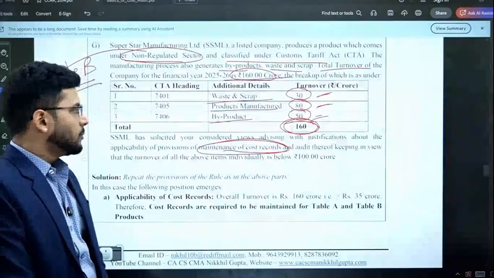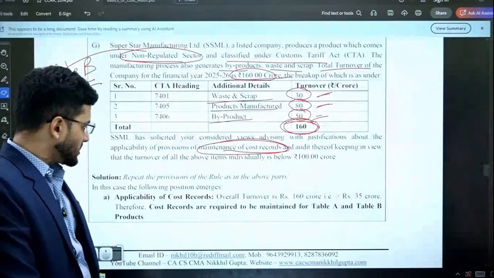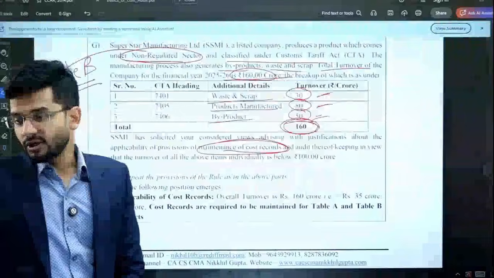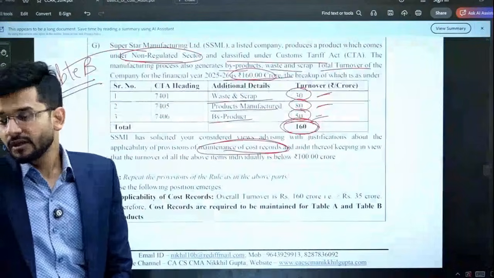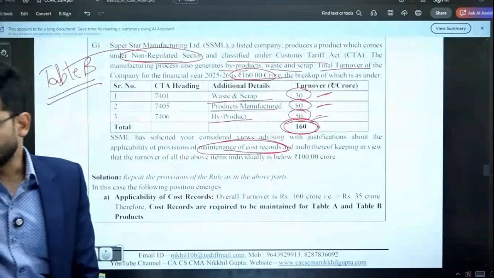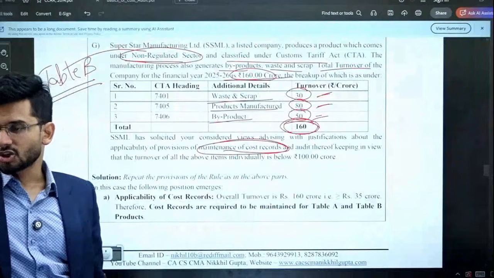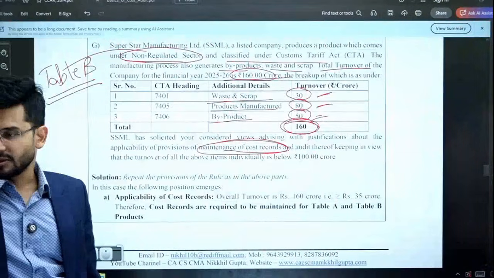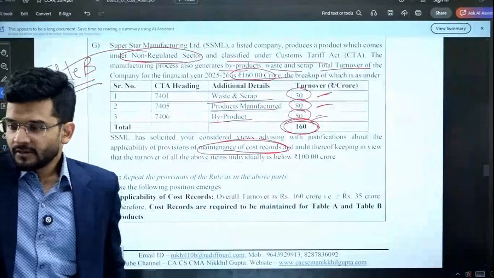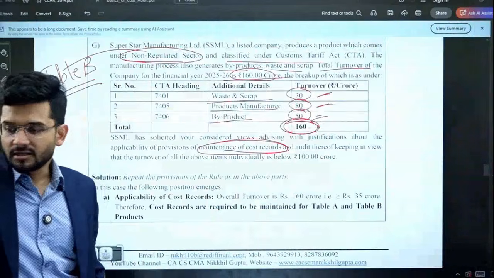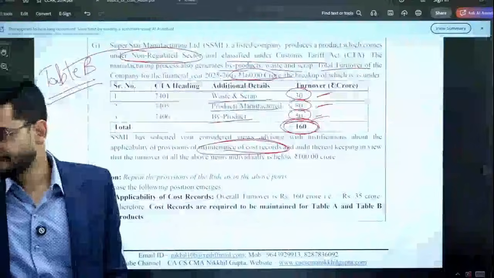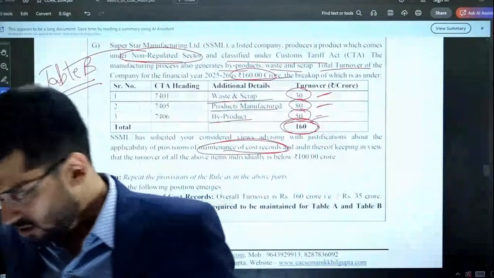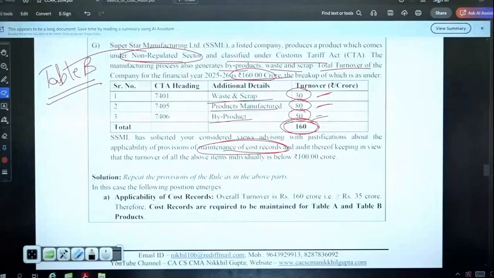So you need to tell whether cost records are applicable or not, whether cost audit is applicable or not in this particular case. I would like you to analyze and answer this question, guys, because this question is really interesting. First of all, whether cost records are required to be prepared or not. That is the first ask. Please tell me in the chat box.